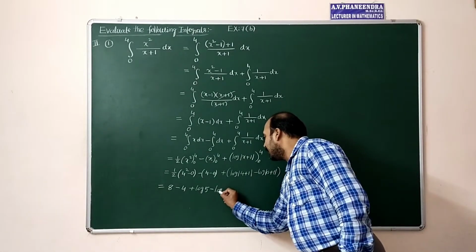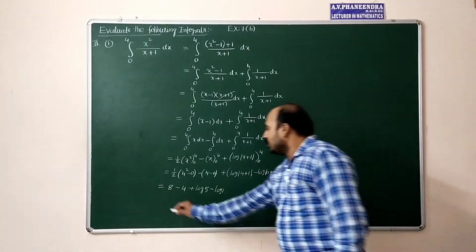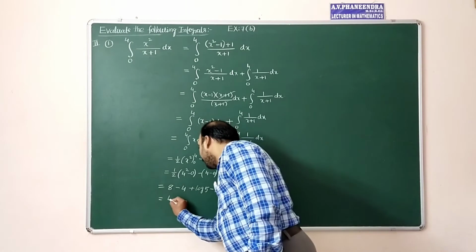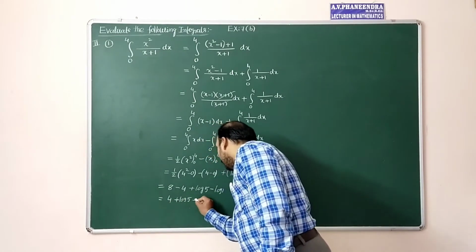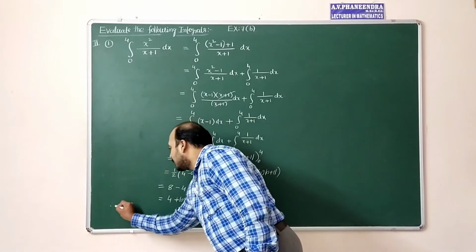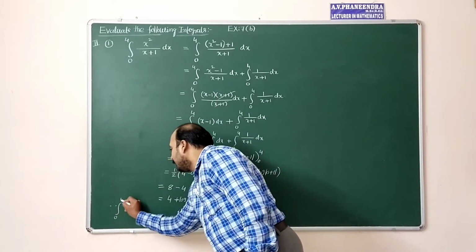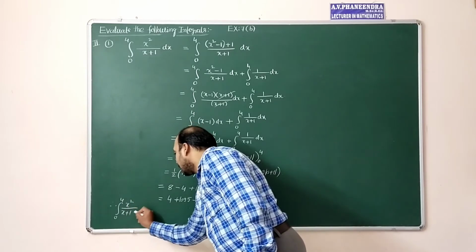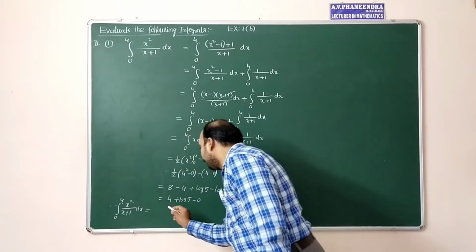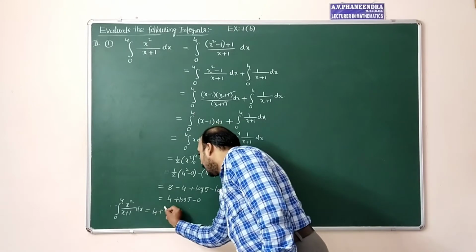In the next step, we'll write it as 0. Log 1 value is 0. 8 minus 4 is 4 plus log 5 minus 0. So therefore, conclusion step: integral 0 to 4 x square by x plus 1 into dx is equal to 4 plus log 5.